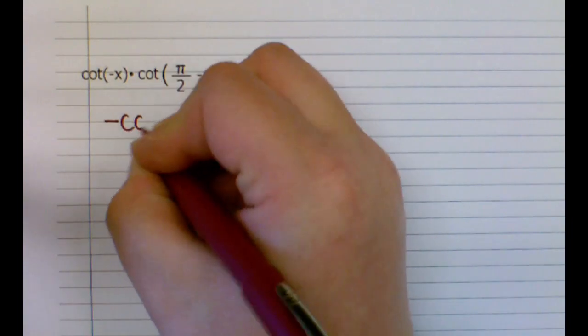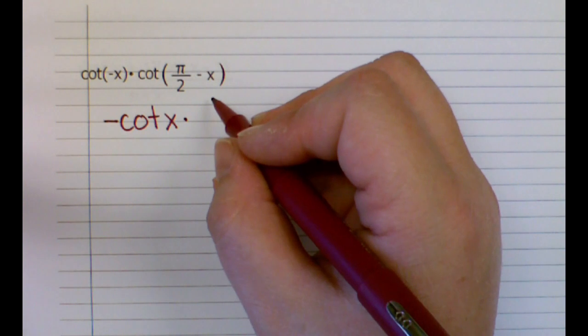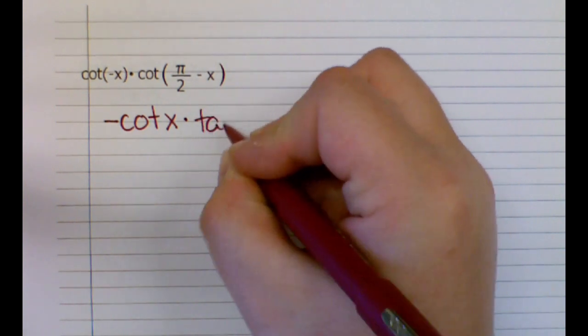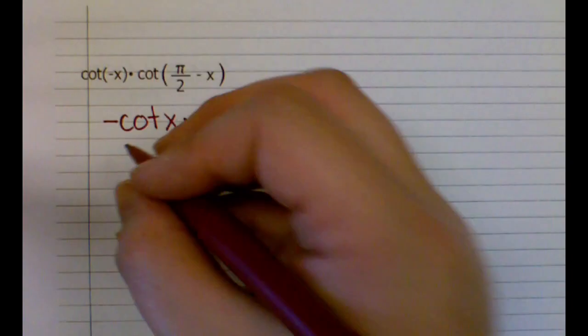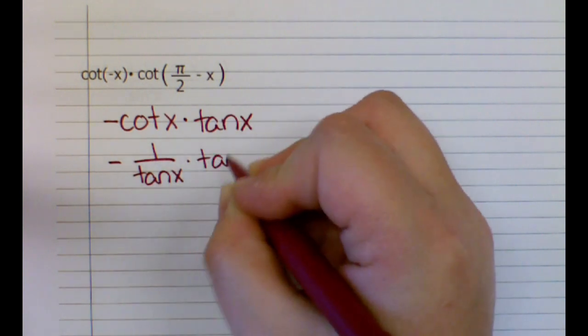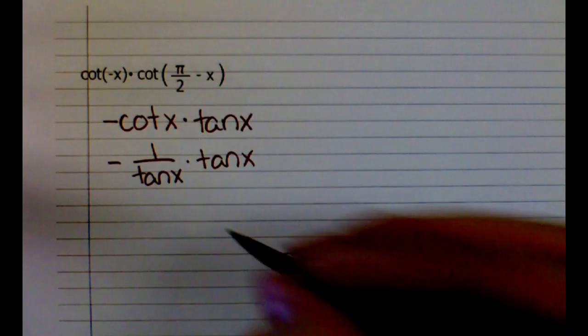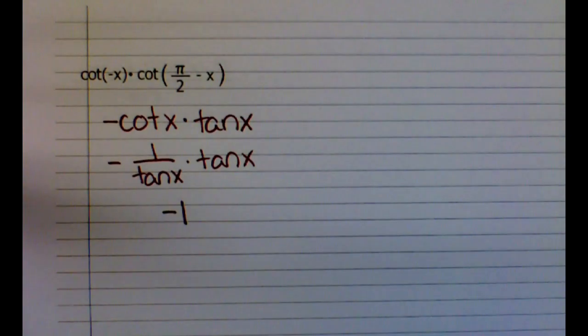All right, now we're using odd and even and the cofunction identities. The cotangent of negative x, if I look at my formulas, is negative cotangent of x. Cotangent of pi over 2 minus x is tangent of x. Cotangent and tangent are reciprocals of each other. I can write cotangent as 1 over tangent times tangent. Oh look, they cancel each other, leaving me just negative 1. I also could have turned it into sines and cosines if I felt like that.